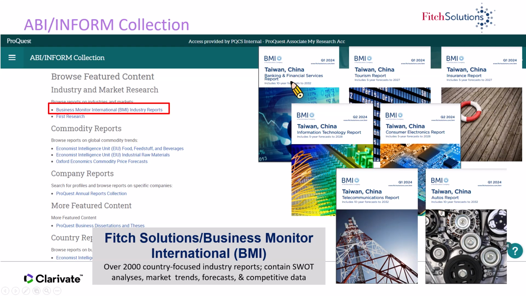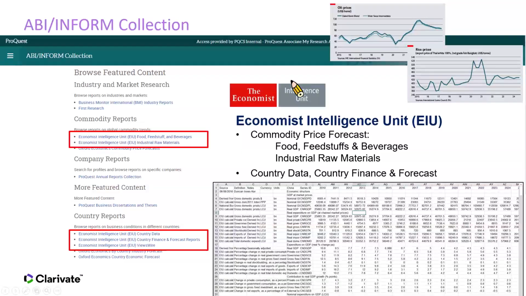There are so many kinds of industry reports available. So you can look for, for example, Japan. I'm interested in the auto market. You can find that kind of report from this Business Monitor International report.